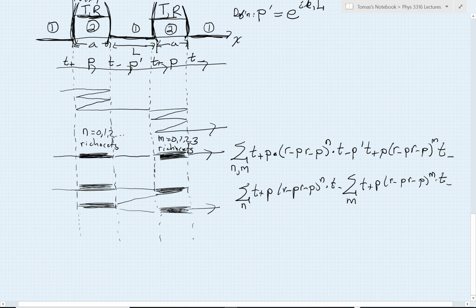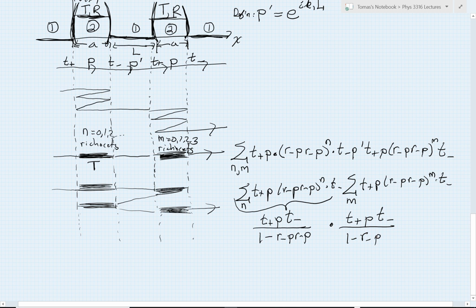The reason I wrote them this way is, I hope you will notice, that this is exactly the sum that we had carried out for capital T. In other words, all of the possibilities in here, when added up, just give me an overall factor of T. A quick way to see that, if we want to be very explicit, is that the first term in the series is my famous T plus P T minus, and then it's divided by 1 minus the geometric factor, which is the ricochet factor, R minus P. The next term, this sum on m, is a very similar thing. It's a geometric series. The first term when m equals 0 is T plus P T minus, and it's divided by 1 minus R minus P R minus P.